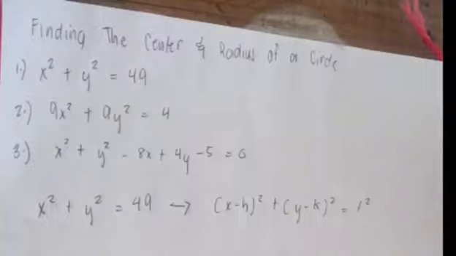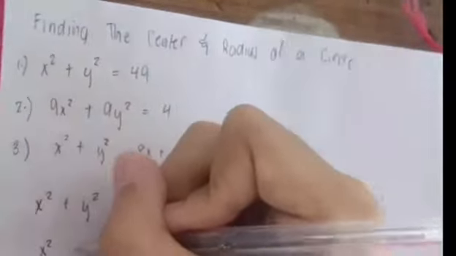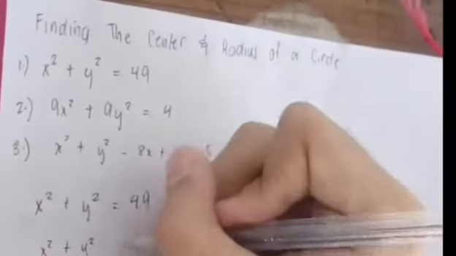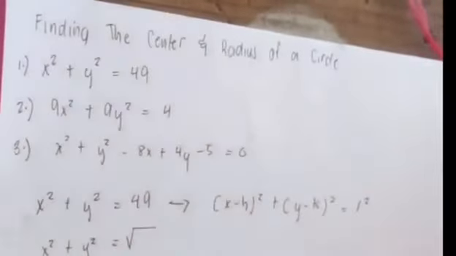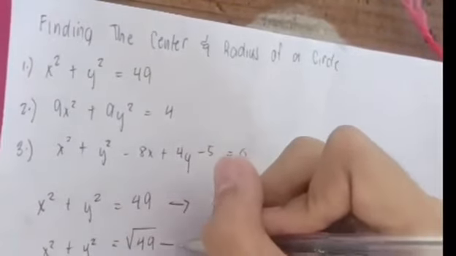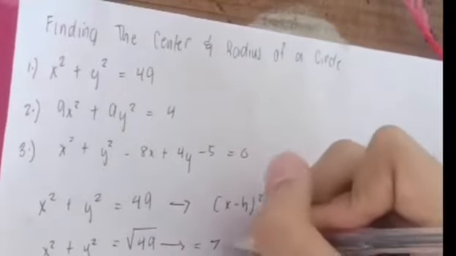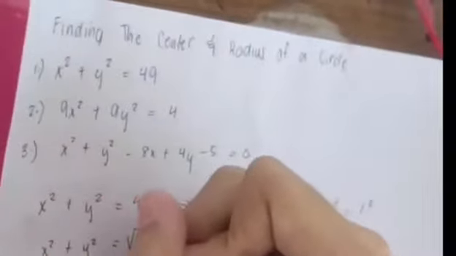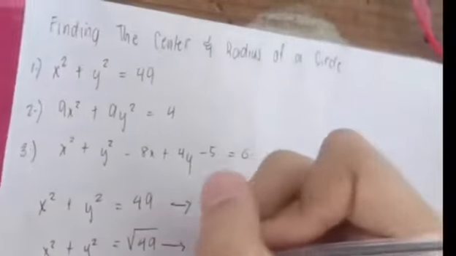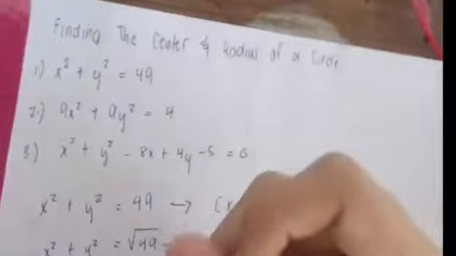The next step is we will just copy x squared plus y squared and get the square root of our radius so that it will be formed into r squared. The square root of 49 is equal to 7. Okay, 7 times 7 is equal to 49. Now we will get the center and radius in our equation. Let's write first our equation: x squared plus y squared equals 7 squared, because 7 squared is equal to 49.